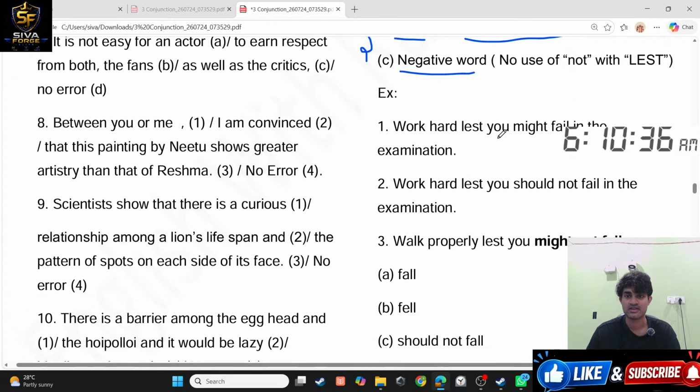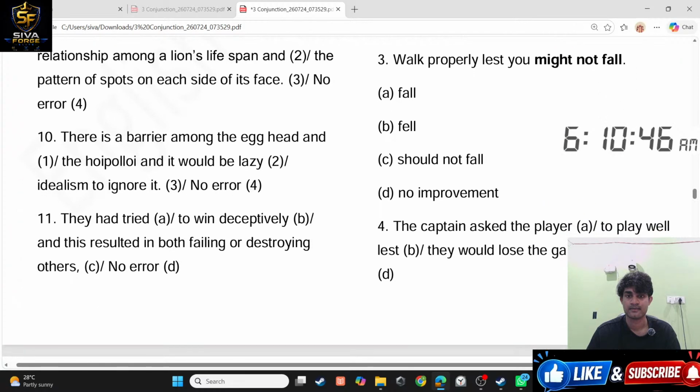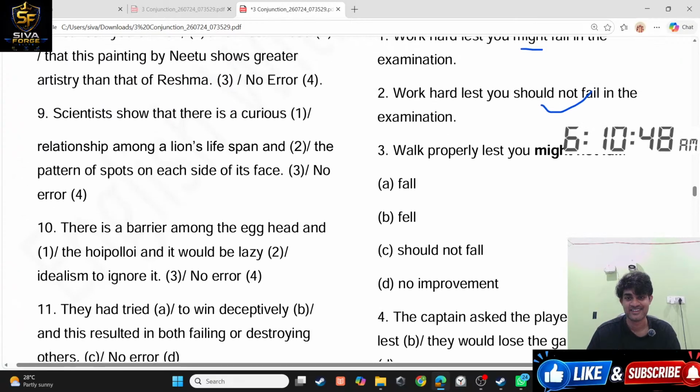Work hard lest you should fail. Work properly lest you should fall. This is important. Work properly lest you should fall. Should not use should not here.